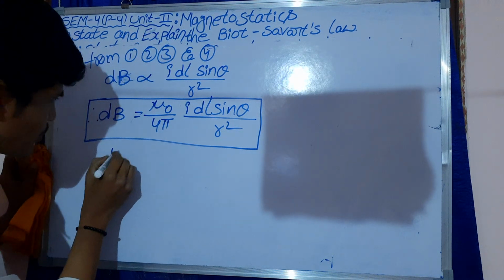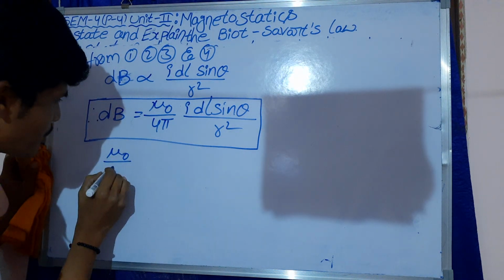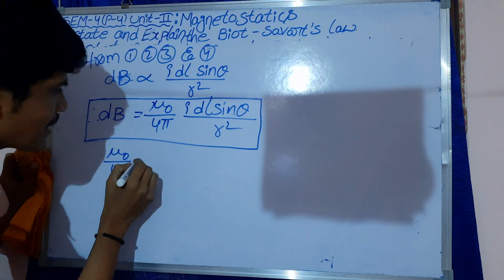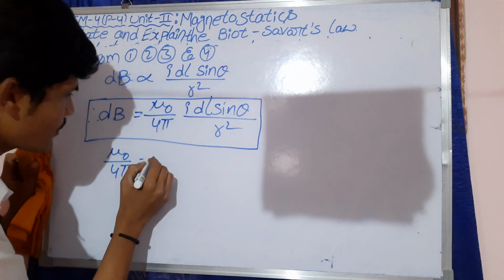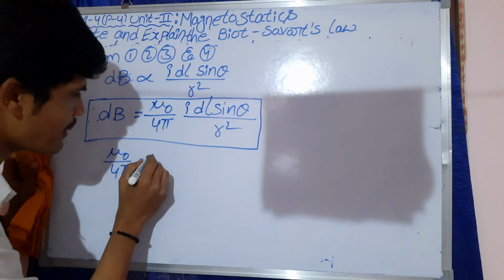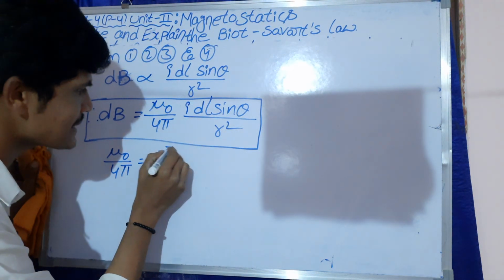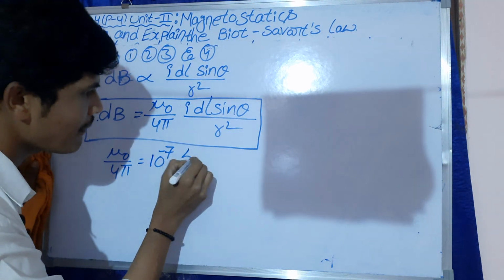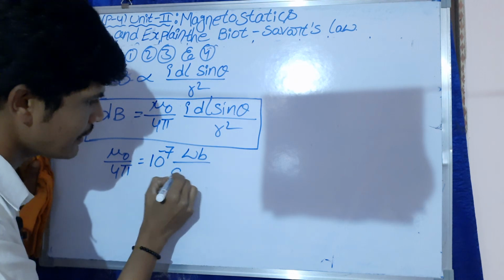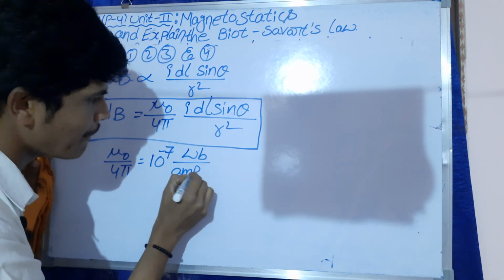So the value of mu naught by 4 pi is 10 power minus 7 Weber per ampere meter or Henry per meter.